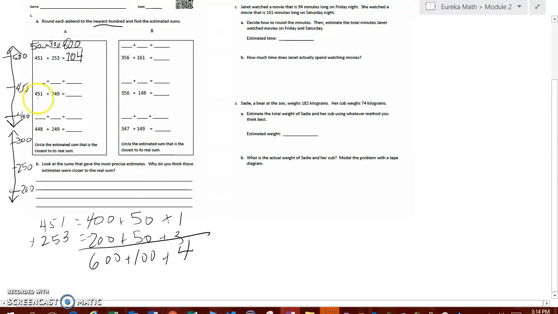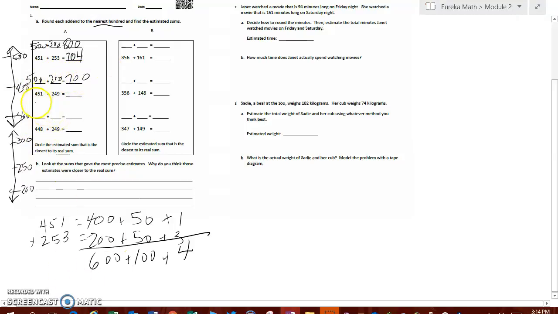So 451 I know from above rounds to 500. I don't need to set that up again. 249 though is a different number than my first problem. 249, I can go back to this number line and it's right underneath the midpoint, so that's going to round down to 200. 500 plus 200 is 700.